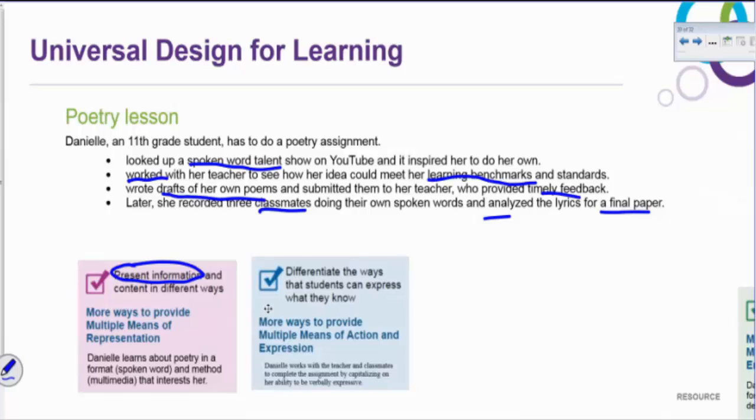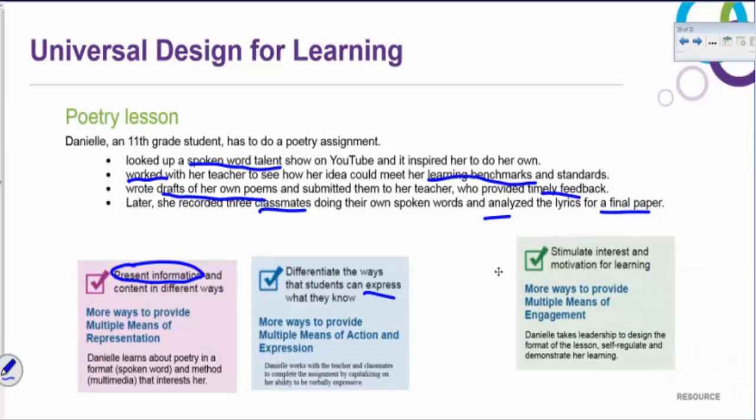is how the student actually expressed what they knew, right? So she decided to use something different, which was a spoken word type way of articulating or verbally communicating her understanding of that poetry assignment.